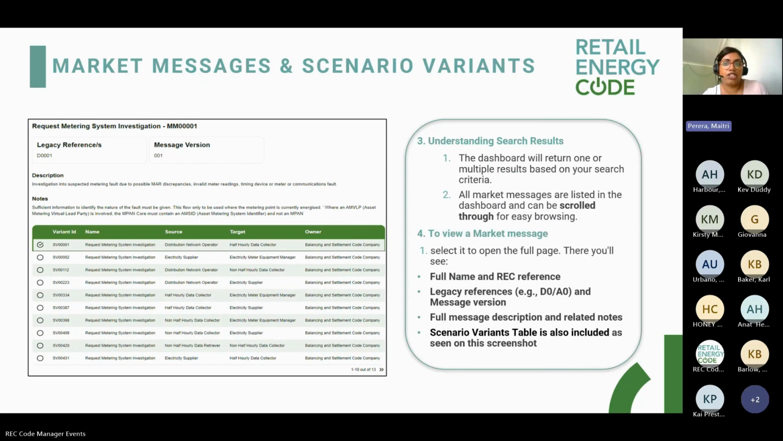Once you've found the market message you want to view, you can select it, which will open the full page as you see in the screenshot. Here you'll find the full name and REC reference, any legacy reference and message versions, a full description of the message, and notes related to the message. You will also find a table of applicable scenario variants. Scenario variants are the permissible options of parties who can send and receive the market message. Each of these variants has a specific reference number. The table will also display the code owner, which is the code under which changes are governed.